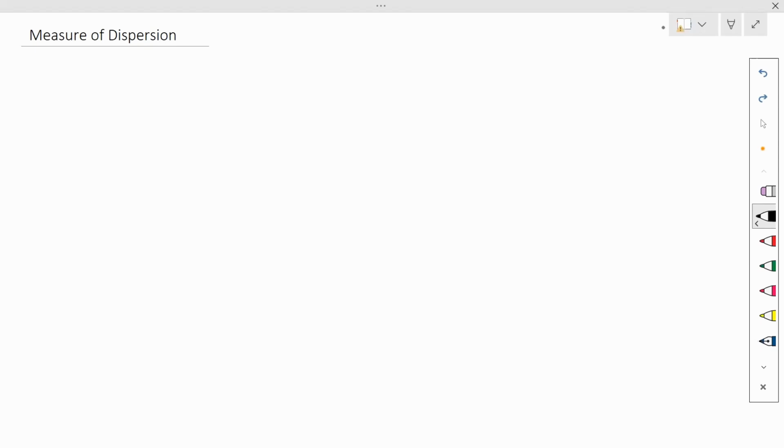Today's topic is measure of dispersion. Dispersion describes the spread or variability of a dataset. It tells us how much data points deviate from central tendency.